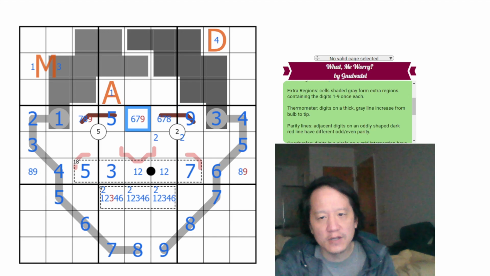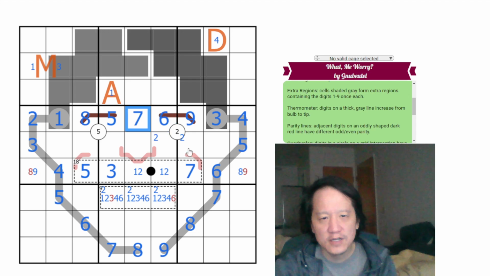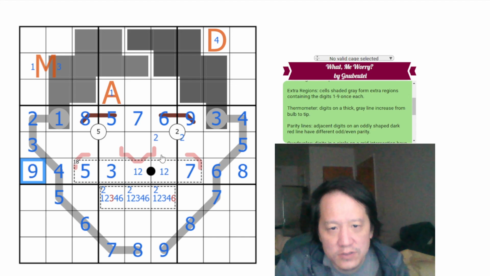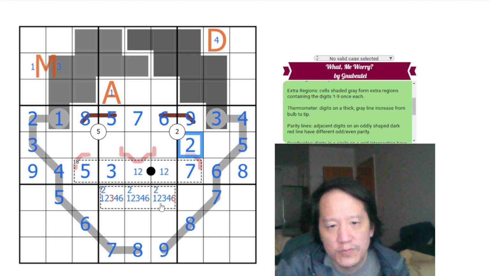This cannot be 9. And again, remember, this is even, odd parity, therefore this has to be even. This is 8. This has to be even, therefore this is 6. This is 7, 8, and 9, all because of Sudoku. This can't be 2 because this is a 1 to 2 ratio, so we eliminate 2 there, which means the 2 has to be here.